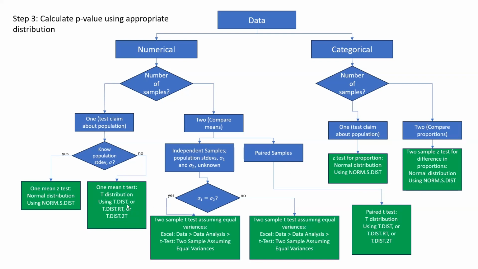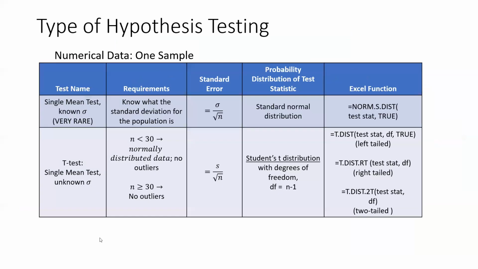The paired t-test just becomes the one mean t-test, so it's the same. And then this is that unlikely scenario that you know the population standard deviation, you'd use the normal distribution for a one mean z-test. So I put all this together now in these tables. This is everything that's in the flow chart, but you already know the name of the test that you want. And so this is all in one place.